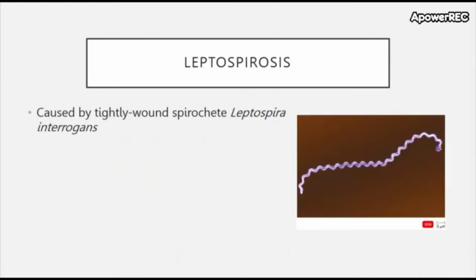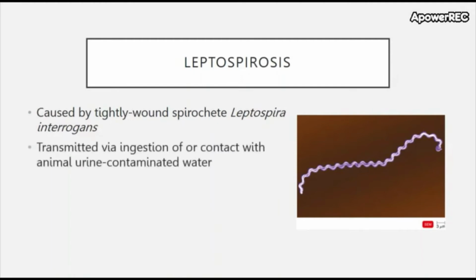Leptospirosis is caused by a tightly wound spirochete called Leptospira interrogans. It gets its species name, interrogans, from the fact that the spirochete-shaped bacteria has a hooked end that resembles a question mark. It's transmitted via ingestion of or contact with animal urine contaminated water.